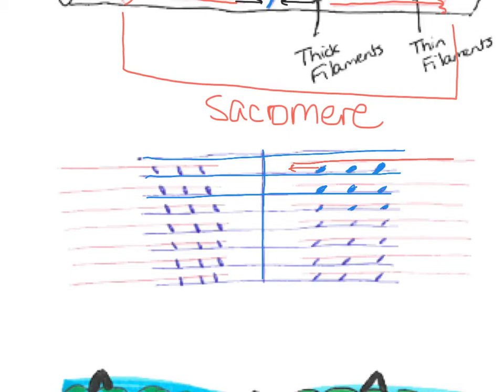So that's what we have to look at next. We have to look at the microscopic picture of the thin filaments and the thick filaments. We have to see what they look like, and then how do they actually grab on and pull those thin filaments closer to the center.